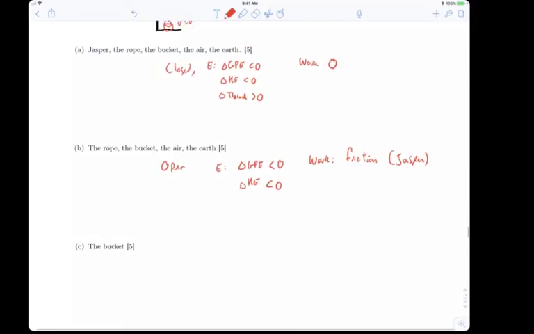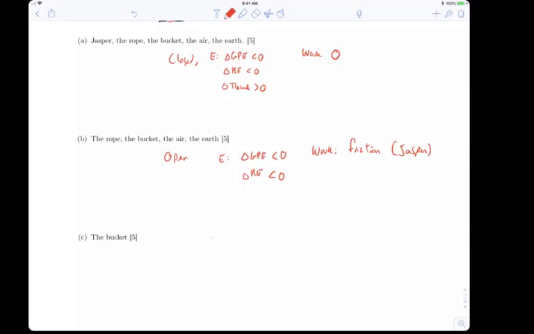What if it's just the bucket? The bucket only has gravitational, it's open because its energy is changing. It doesn't have GPE, it only has kinetic energy. And that changes and it decreases. So in this case, there's two forces on it. There's tension force and gravity. FG does positive work. The tension force does negative work. So it takes energy out of the system.